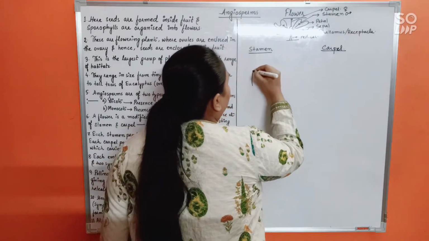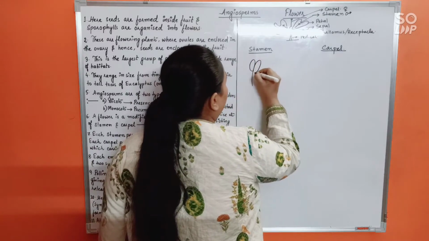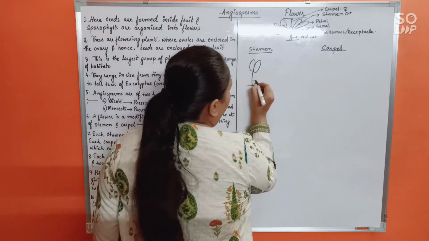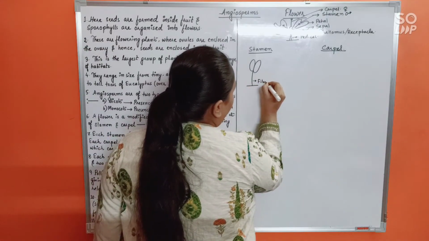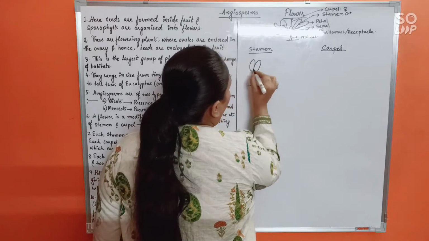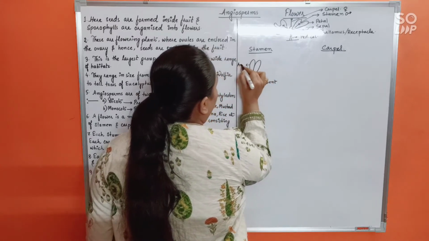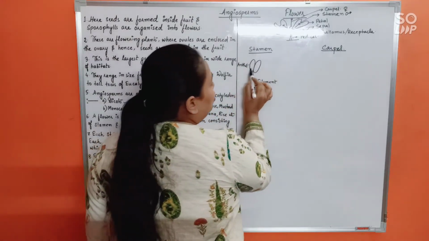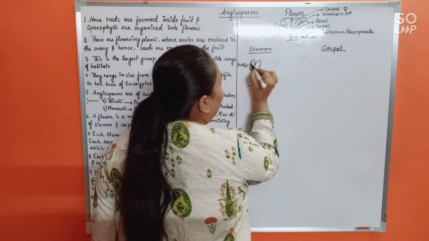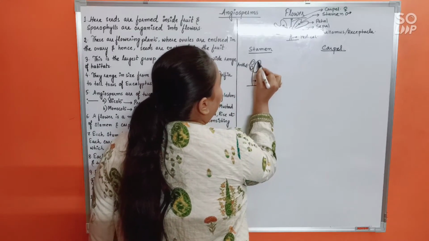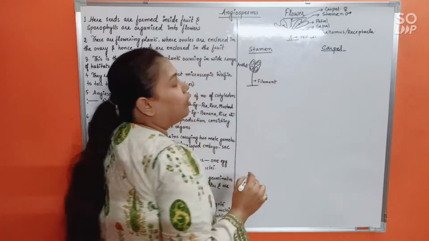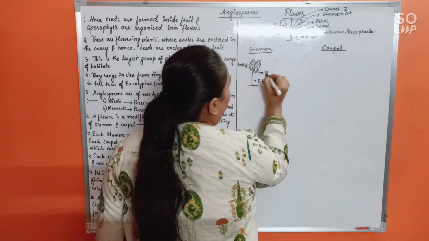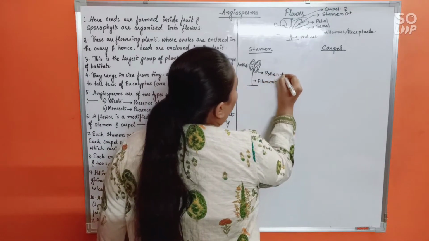See, stamen is the male reproductive unit present in the flower, which consists of two parts, filament and anther. Alright, filament and anther. The anther usually possesses two lobes, and each lobe will have two chambers. Each lobe will possess two chambers, and this chamber is called pollen sac.